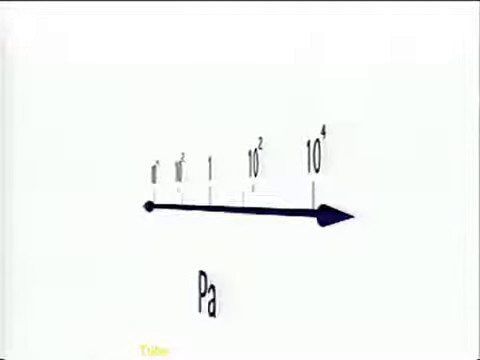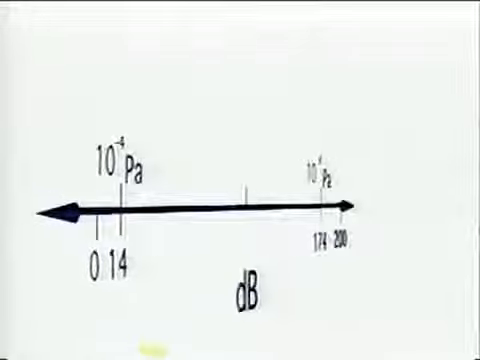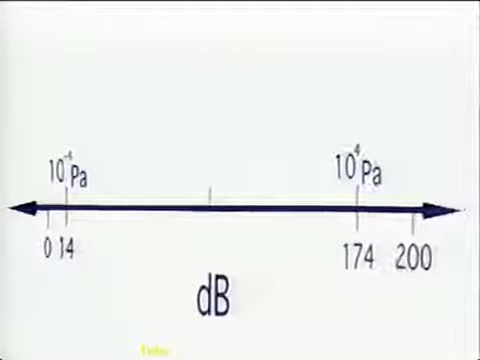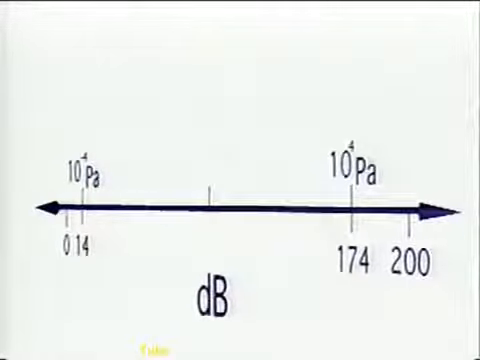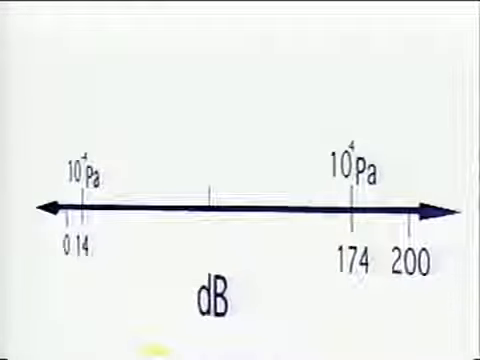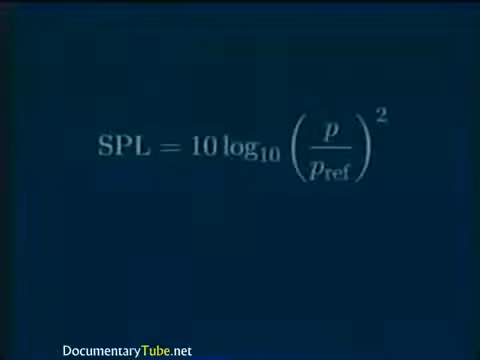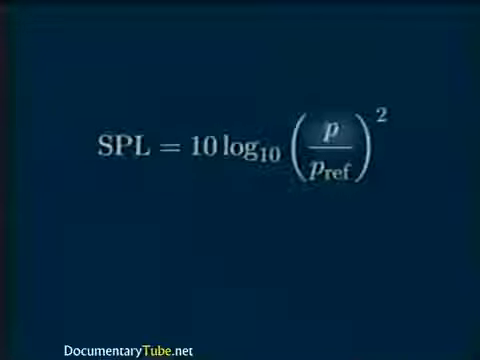On this scale, the unit is the decibel, abbreviated dB, and now instead of plotting the acoustic pressure, you plot the sound pressure level. The decibel values shown here correspond to measurements in the air. The equation for converting pressure to sound pressure level, abbreviated SPL, is SPL equals 10 log P over P ref, squared. In this equation, P is a time averaged pressure, and P ref is the reference pressure, a quantity that depends on the medium in which the sound wave is propagating.